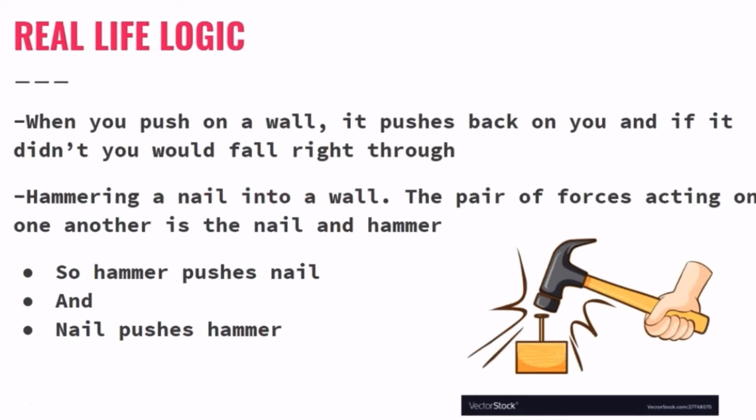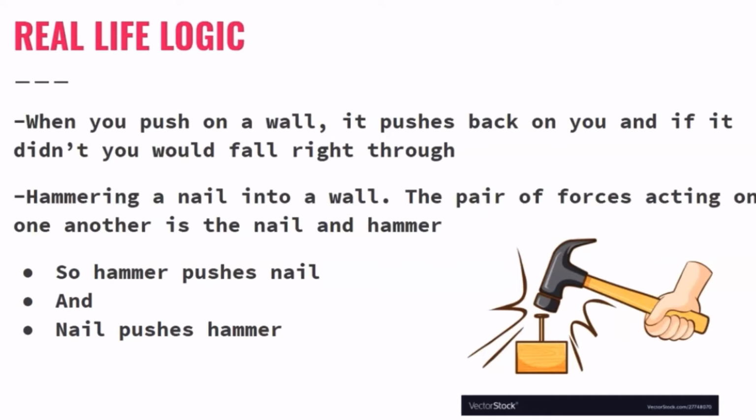Here's some thinking where we put this into the real world. When you push on a wall, you don't fall through the wall. That's because you and the wall are a pair of forces acting upon each other. As you're pushing on the wall, the wall is pushing back on you. If the wall wasn't pushing back on you, you would fall right through it. You're both pushing on each other with the same exact amount of force, and you're opposite in direction, because you're pushing on the wall maybe to the right and the wall's pushing back on you to the left.